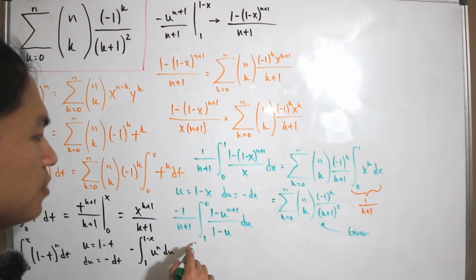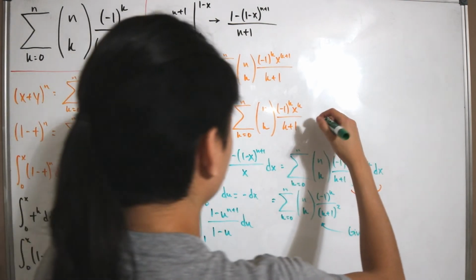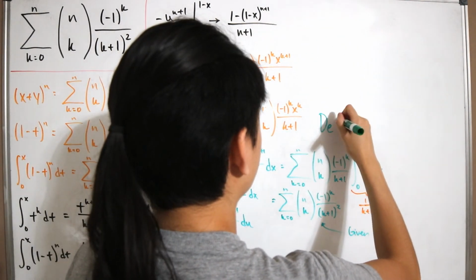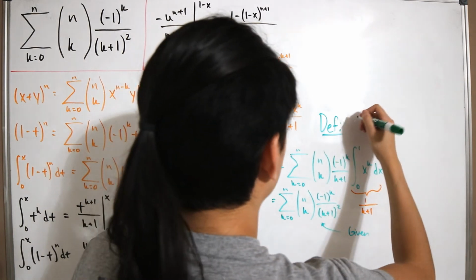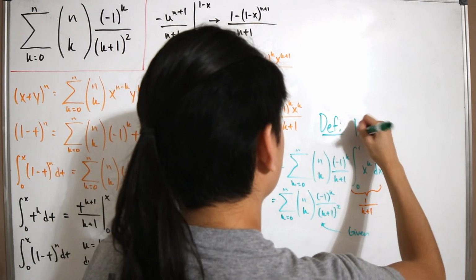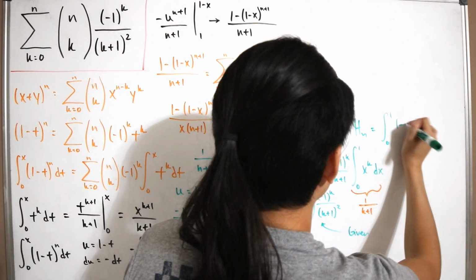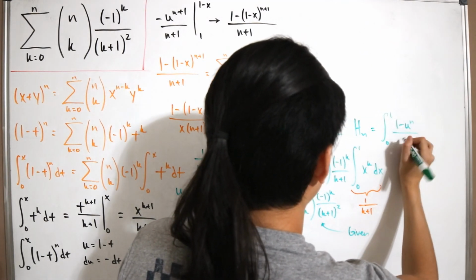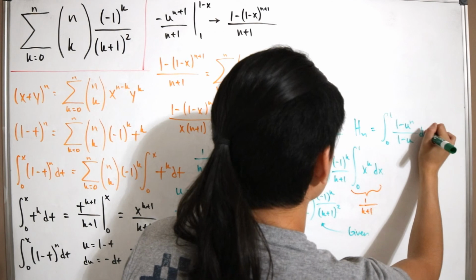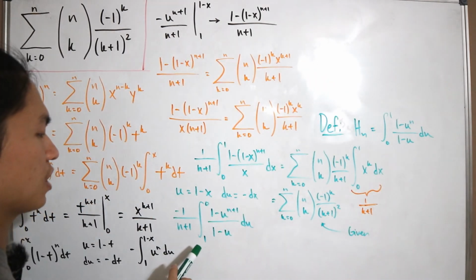As we see from this integral, we take some observation. We see that by definition, this is the nth harmonic number, and the integral representation is written as follows: 0 to 1 of 1 minus u to the power n, divided by 1 minus u, du.